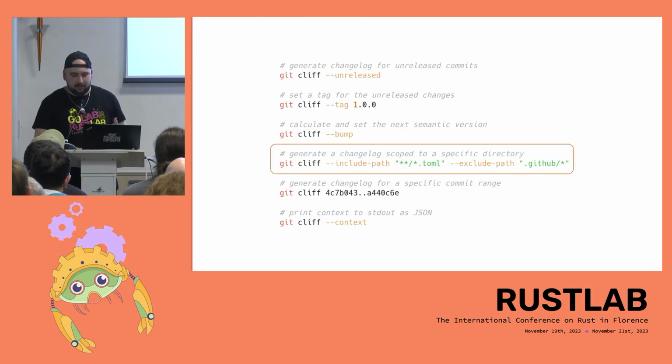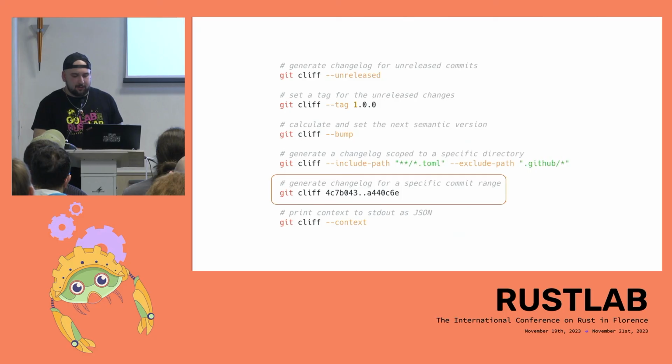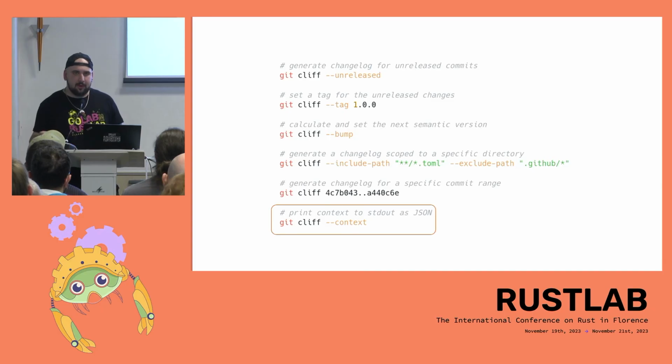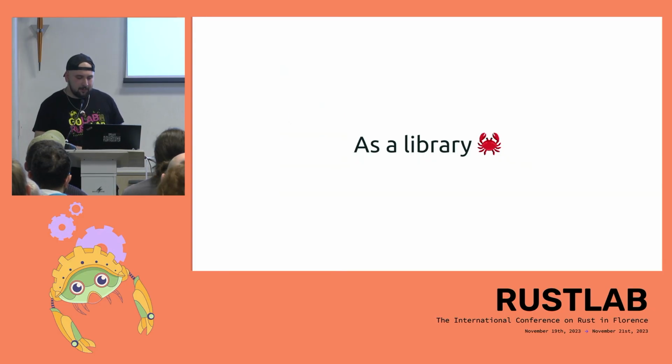You can also, for monorepos, include some of the parts of your code base into the changelog, or you can exclude them. You can have a changelog for a specific range of commits, and lastly, you can print out the changelog context to stdout if you want to do something else with the output.